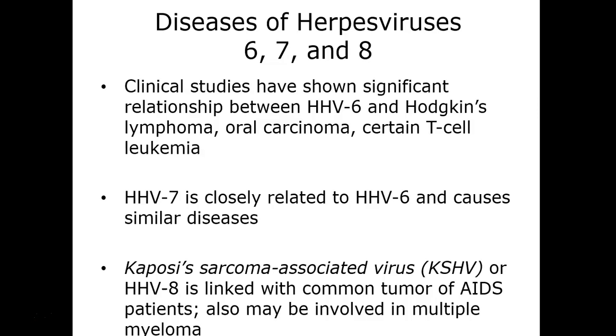HHV7 is very closely related to HHV6, and HHV8, which we talked about earlier, causes Kaposi's sarcoma, and it's extremely common as a secondary infection in AIDS patients, where you get the presence of these quarter-sized tumors that form on places like the feet.